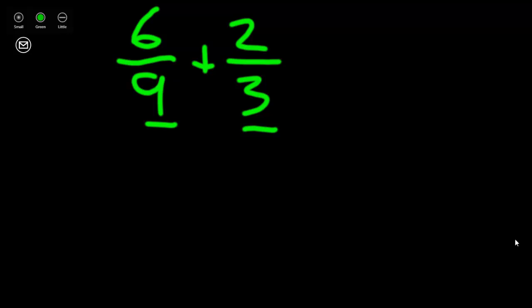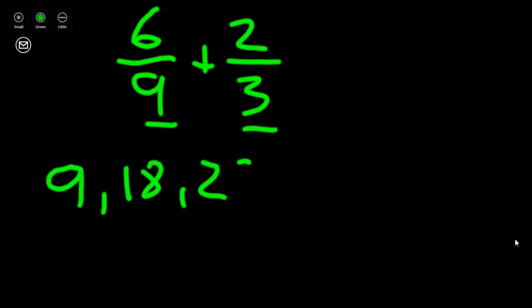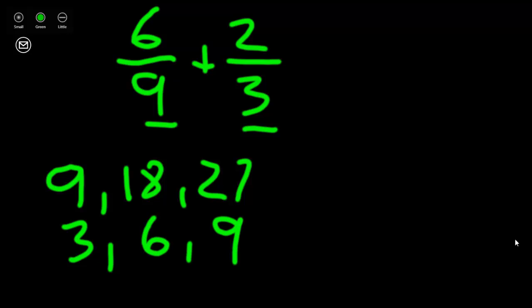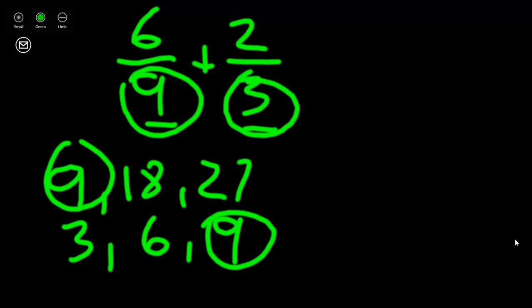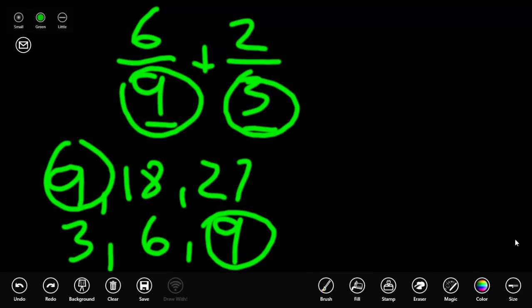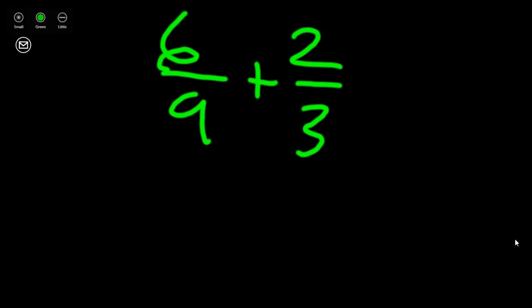Let's start with 9. We'll list the multiples of 9. 9, we're just skip counting. 18, 27. We've listed a couple. Well, now let's move to 3. 3, 6, 9. We can see 9 is our least common multiple for 9 and 3. So that helps us very easily find our common denominator.